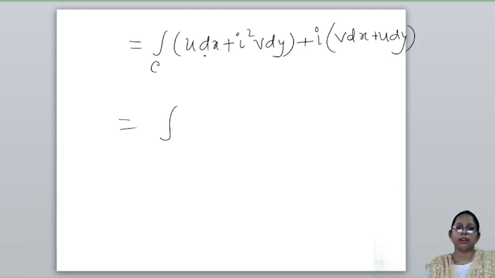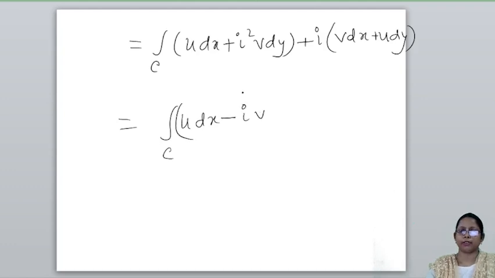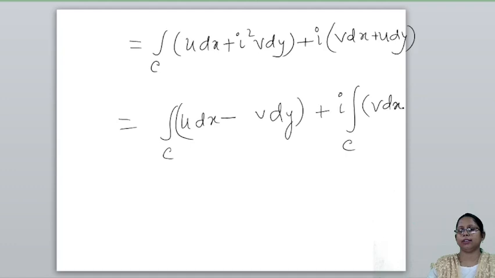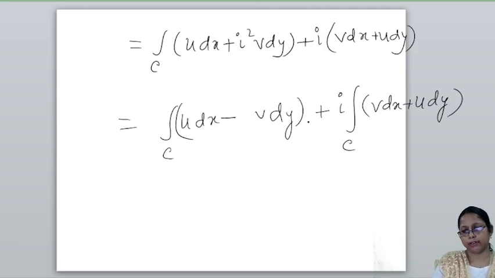Now this is the integral of real valued functions. Here my variables are x and y, so using the property of integral, i squared will be minus 1, so this will be minus v dy. Using the property of integral, i is constant, so taken outside: i times (v dx plus u dy). So complex line integral can be reduced to two real integrals of real valued functions.